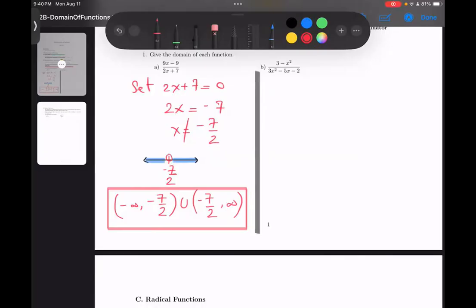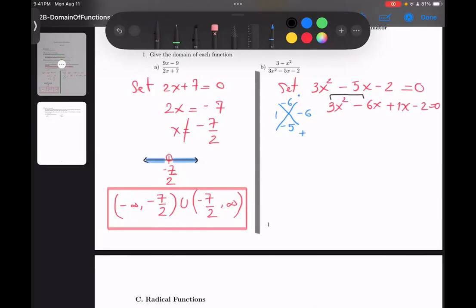Part B. Again, we focus on the denominator. We're going to set 3x squared minus 5x minus 2 equals 0, and I'm going to factor here. Do you guys remember how to factor this? Remember, find two numbers whose product is negative 6 and whose sum is negative 5. That will be negative 6 and 1, right? Then we split the negative 5x into negative 6x plus 1x. So 3x squared minus 6x plus 1x minus 2 equals 0.